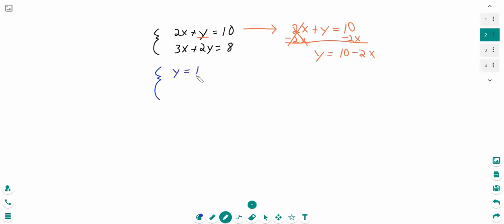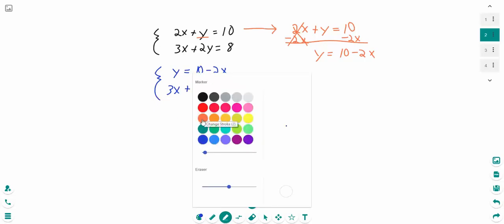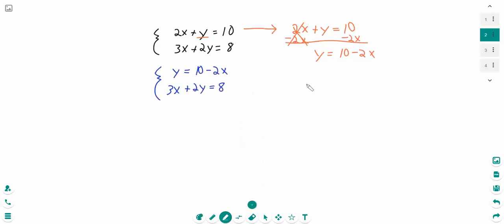We have y is equal to 10 minus 2x. The second equation is the same, 3x plus 2y is equal to 8. Okay, so there's my system. Now I see that the y is equal to this. I can substitute that into the second equation. So let's do that. Maybe we'll do a different color here. Okay, so we have 3x, taking that second equation, plus 2 times a y, which is this. So 2 times 10 minus 2x is equal to 8.